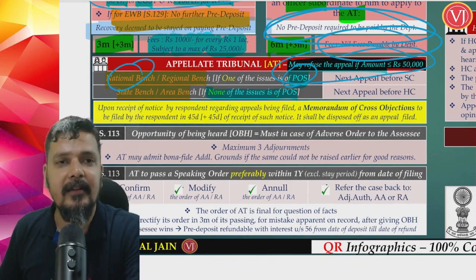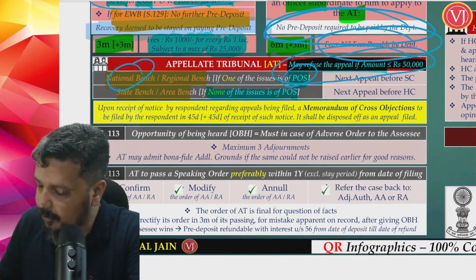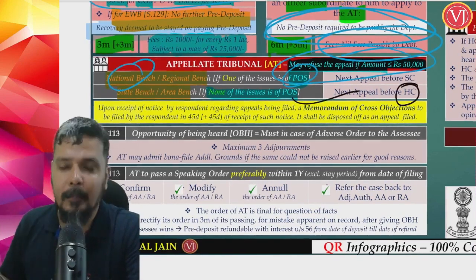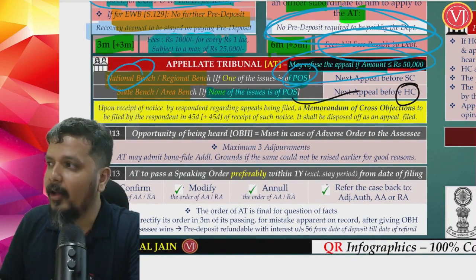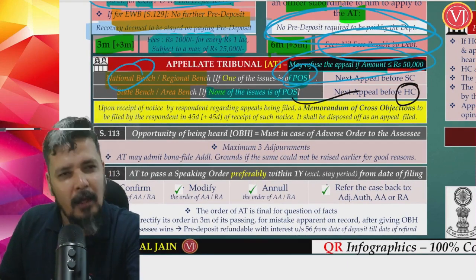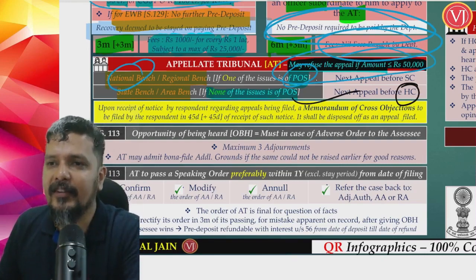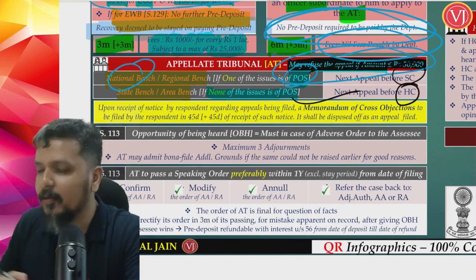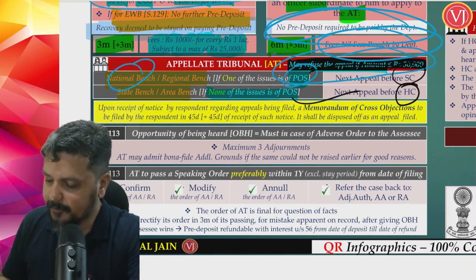What is the other difference? If the matter is heard by state bench or area bench, the case will first go to High Court, then go to Supreme Court. If the matter is dealt by national bench or regional bench, which involves a place of supply issue, there are 5 issues, one of which is place of supply, the matter will directly go to Supreme Court.